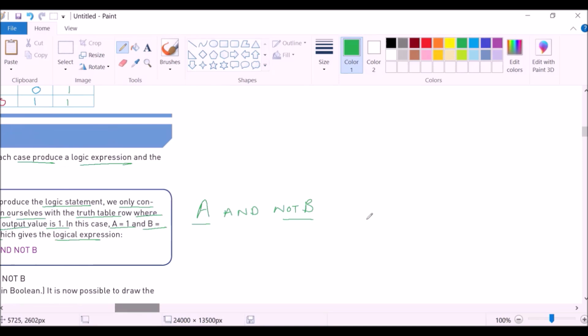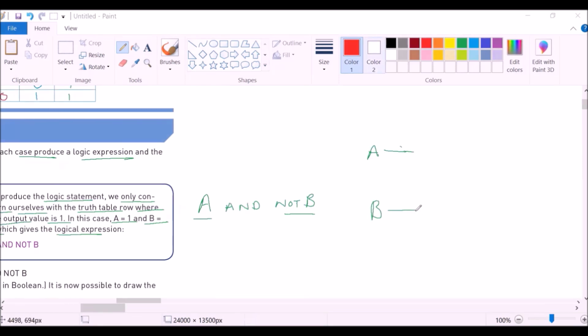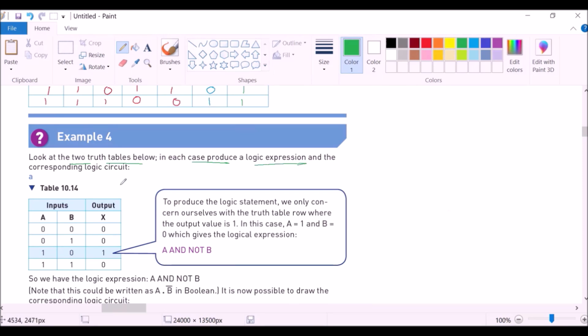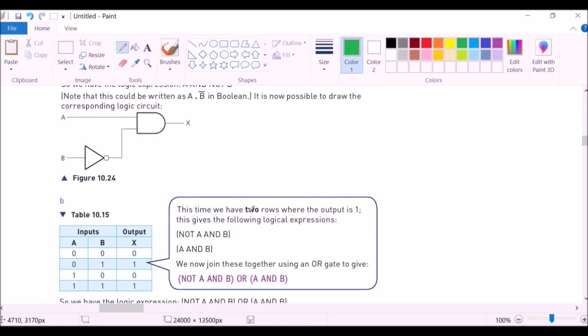So for the logic circuit, we should have A, B as our input. So we not B, then connect A and not B to an AND gate and our output X there. Now let's look at this truth table, and we should produce a logic expression and the corresponding logic circuit. This time we have two rows where the output is 1. This gives the following logic expressions.